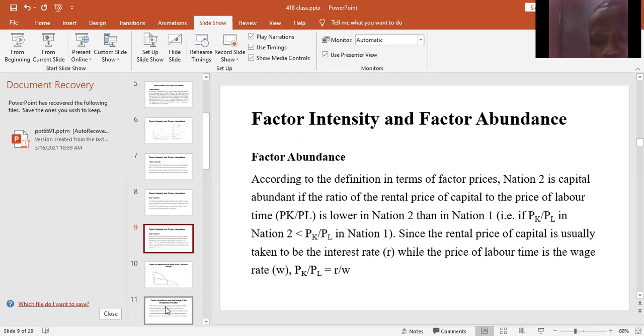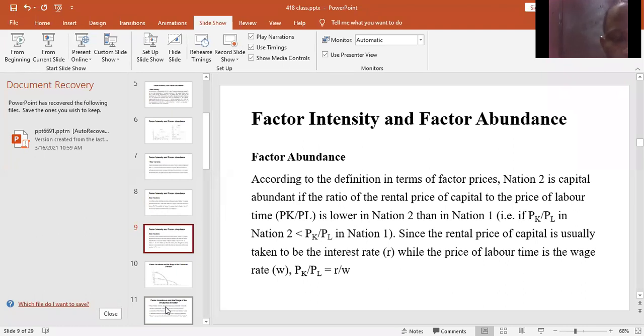And by the time you look at this ratio as well, you can easily conclude that the price of capital is the interest rate, and the price of labor is the wage. You can then see that if PK, the price of capital, over the price of labor, is lower in nation two than nation one, you then say that nation two is capital abundant and nation one is not capital abundant. And if the reverse is the case for nation one, you can then say that nation one is labor abundant and nation two is capital abundant. That actually prepares the ground for the discussion of the theory.